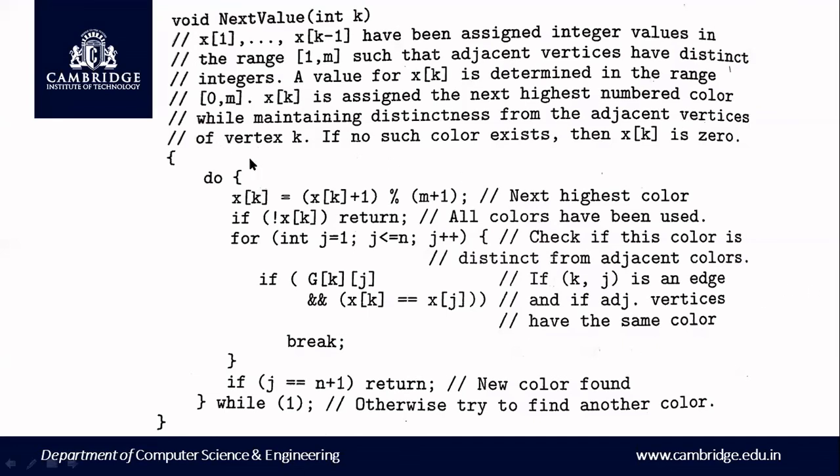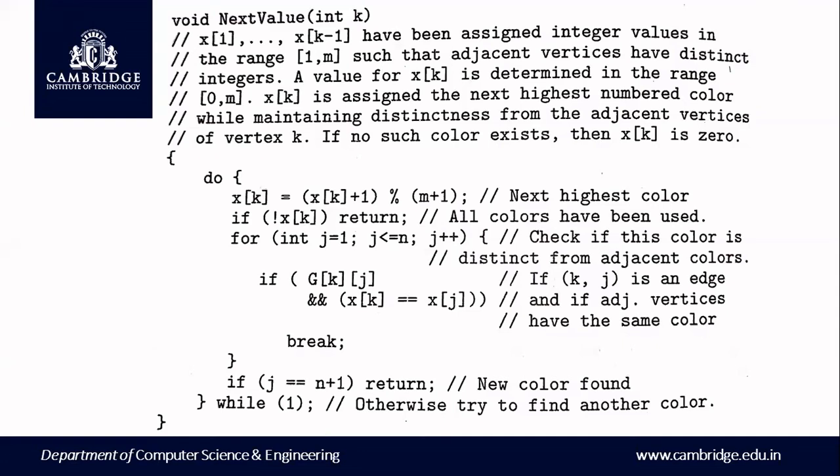So this is also a very simple slide where next value generation will directly jump to this do while. It's a very simple one, wherein we have x of k, which is nothing but the next color to be allocated for the kth vertex. That is by default incremented by 1. That is x of k equals (x of k plus 1) mod (m plus 1), where m indicates the number of colors. So it's a mod operation of assigning the next color.